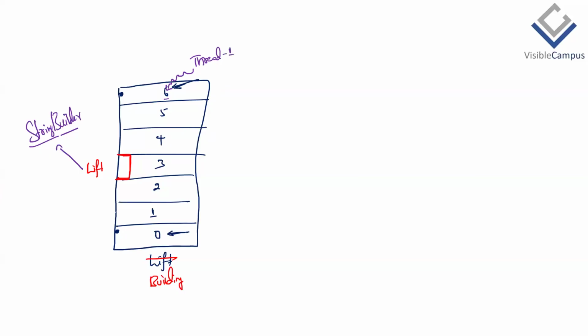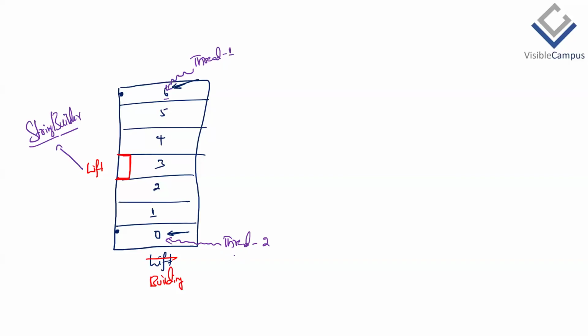Let me call it thread one. The zero floor person pressing that lift button is one more thread. This is thread two. A thread is a simple independent task. That's all. So two threads are trying to access the same StringBuilder object at the same time. Is it synchronized for multiple threads? Not synchronized.